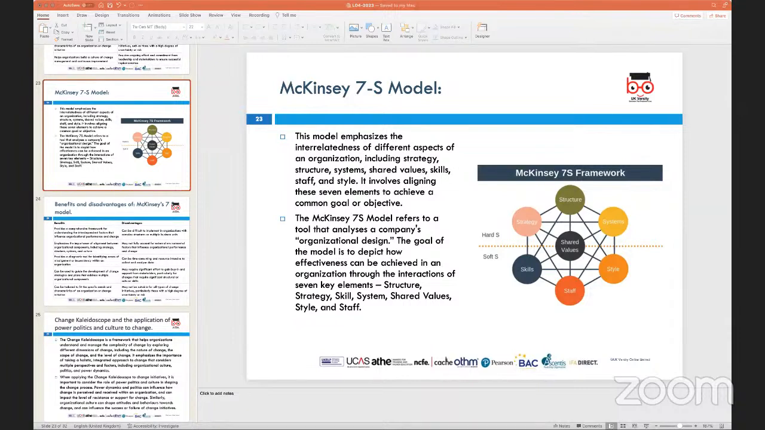They were both management consultants, and they identified 7 key elements that they see within the organization which need to be aligned in harmony to be able to then apply or make changes in the organization. So both of them as consultants started with these 7 S's, which are strategy, structure, systems, shared values, skills, staff, and style.